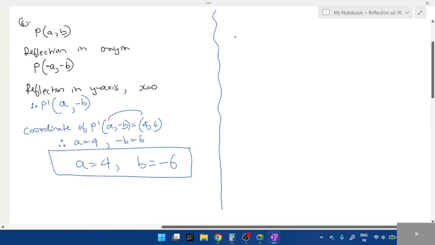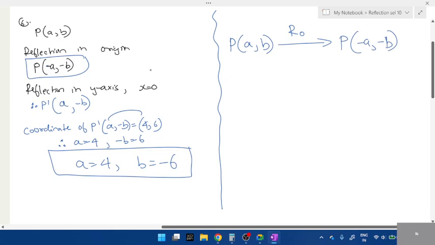Okay, now look here. I'll tell you how to write without this, students. Reflection. P of AB. Put an arrow. See, convert this. Reflection in origin. Right? RO. R stands for reflection. O stands for origin. Once it reflects in origin, what's the answer you get? Minus A comma minus B. Next, reflection in which one? Y-axis.